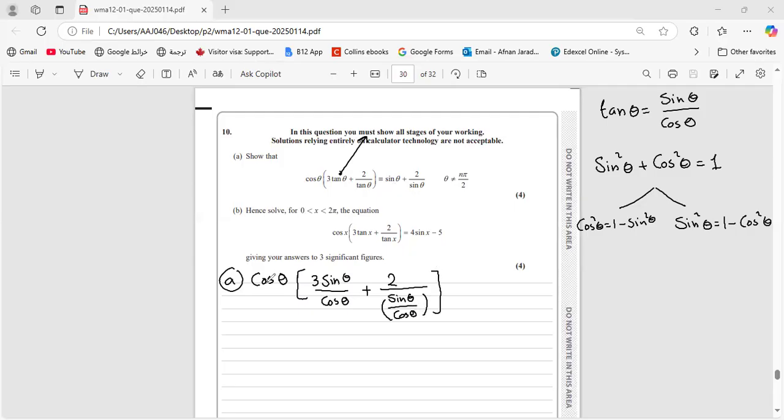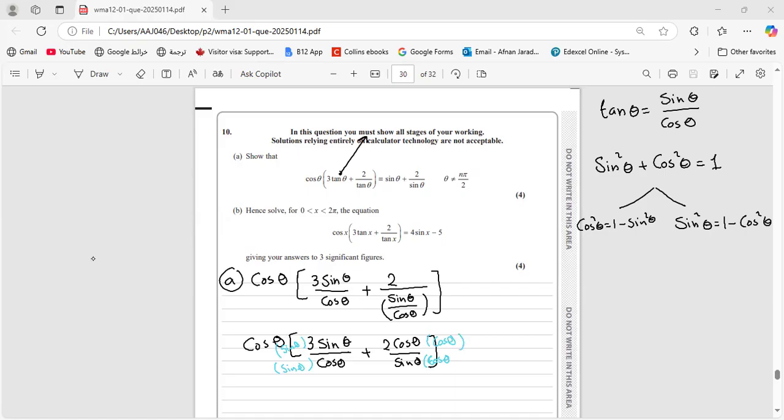Here it's cosine theta multiplied by 3 sine theta over cosine theta. And this one is 2 multiplied by the reciprocal of this one, so it will be 2 cosine theta over sine theta. Look at what's inside the parentheses. It's addition of fractions, so you need to make the denominators the same by multiplying this one by sine theta and this one also by sine theta, and multiplying this one by cosine theta and this one by cosine theta.